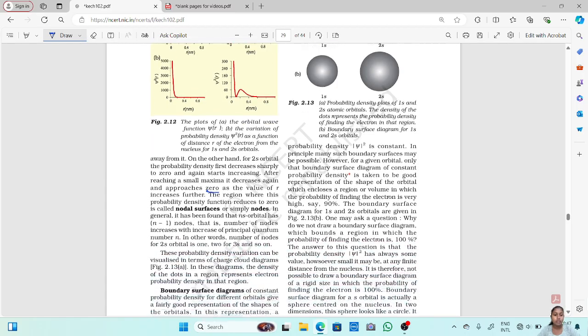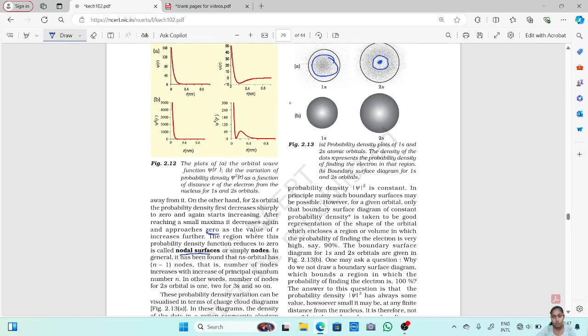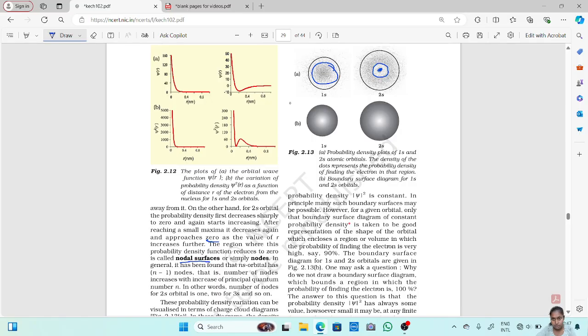The region where this probability density function reduces to 0 is called a nodal surface. This region where it decreases to 0, this entire region, is known as a nodal surface, or simply nodes.